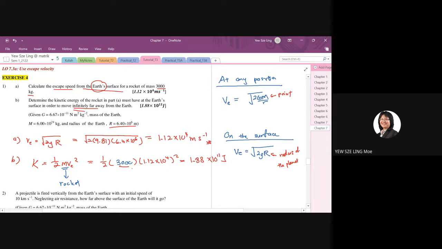But when it comes to energy, then you need to calculate the new energy. Maybe less energy is needed because your K is directly proportional to m. So if Ali wants to escape from the Earth, then less energy is needed. All right, so this is how we solve it.